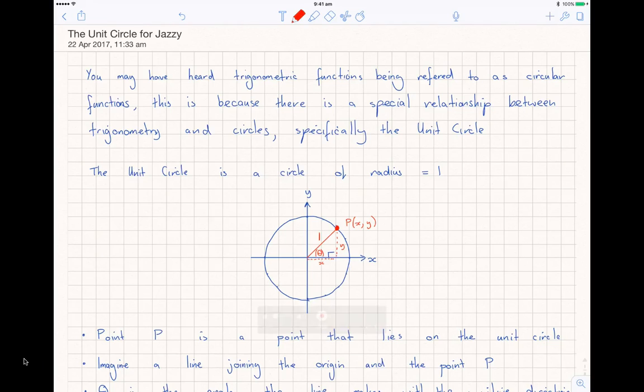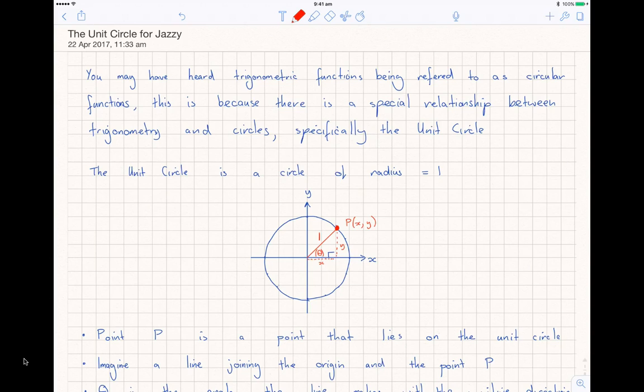So Jazzy, what I'm going to give you here is just a crash course in trigonometry. You will obviously do this later in Methods in more depth, but I'm just going to give you the bare essentials for what you need so that you understand what we're doing in the complex number stuff.